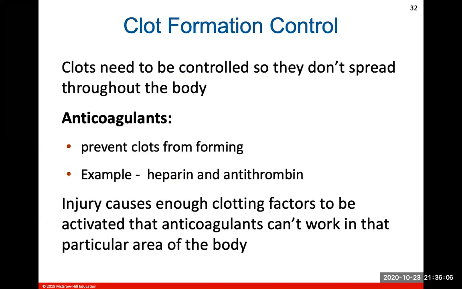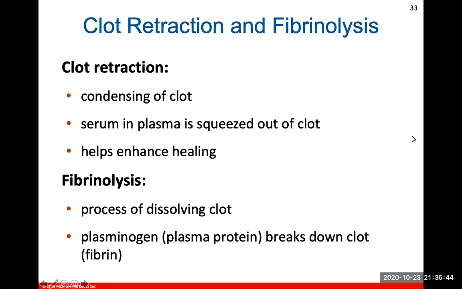Clot formation is controlled by anticoagulants, which will prevent clots from forming. Heparin and antithrombin are two types of anticoagulants. Injury will cause enough clotting factors to be activated so that anticoagulants cannot work in that particular area of the body. So you'll notice here, an anticoagulant will try to prevent clots from forming, but injury or extreme stress to the body will overact or supersede the action of those anticoagulants, just in order to try to help the body stop that blood loss.